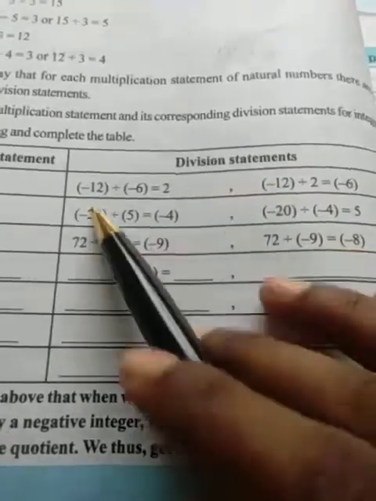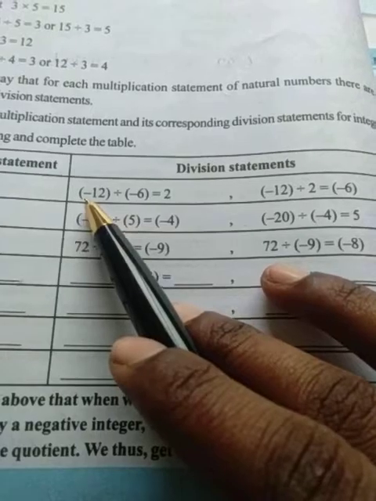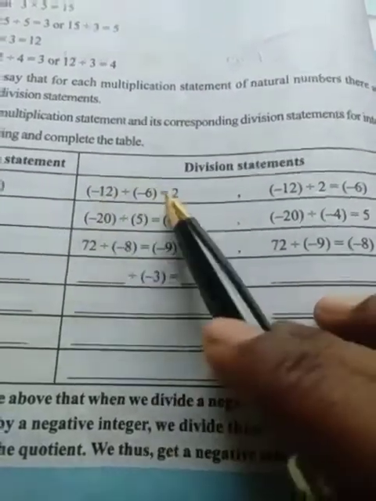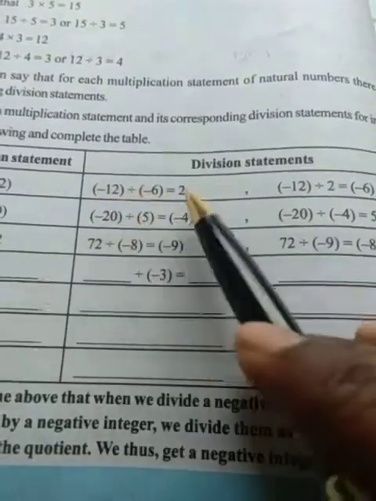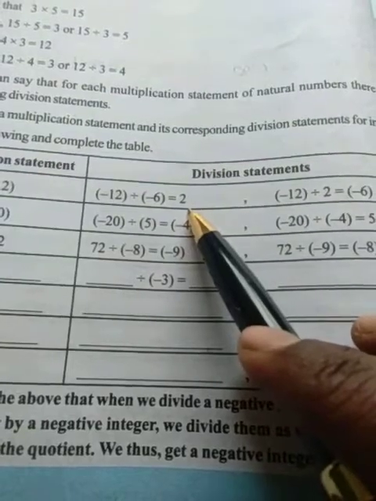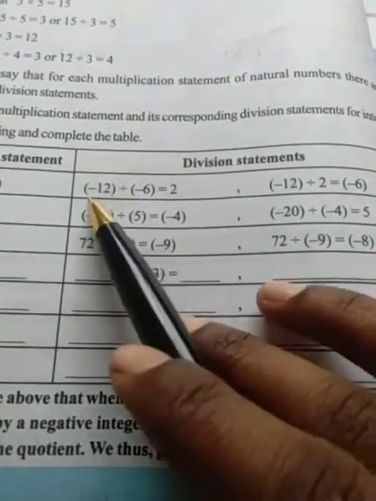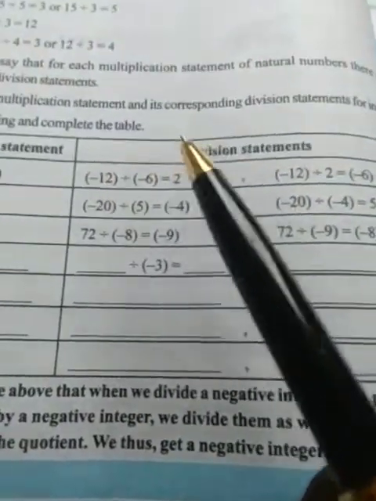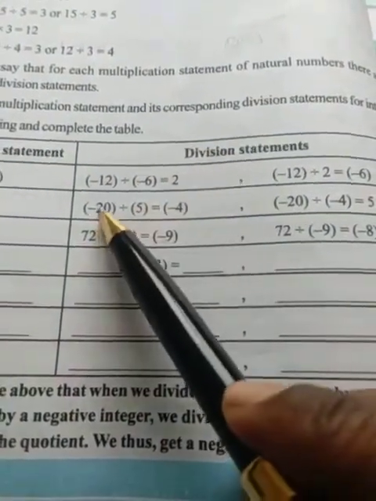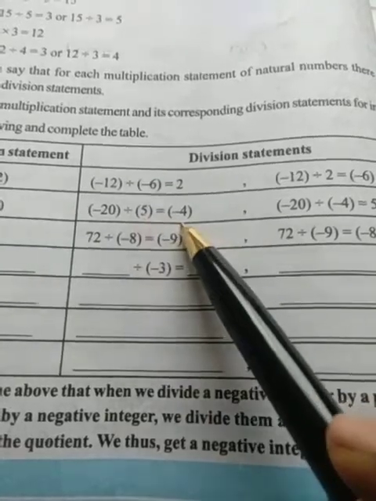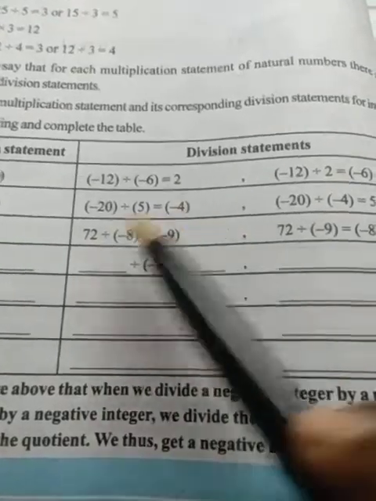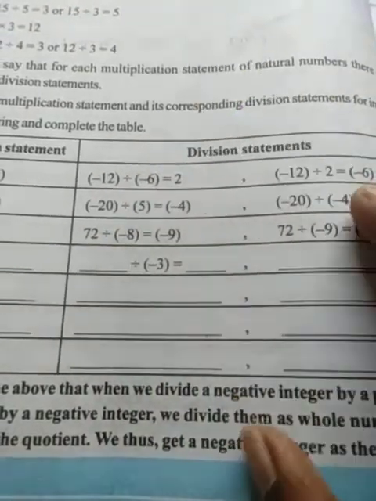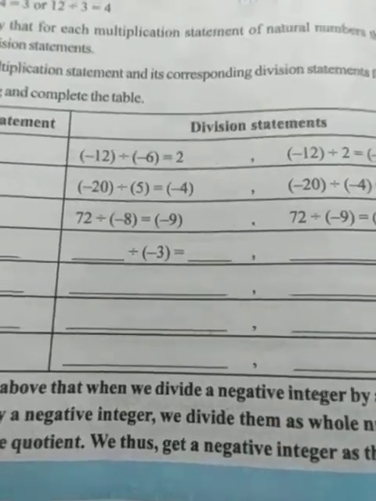Next, if you divide both negative numbers, then you will get the resultant as a positive number. Why? Because minus into minus is plus, that's why you are getting a positive integer. And if you divide one negative integer by a positive integer, you will get the quotient as negative. Like this you have some statements for division of integers. Okay, this is about division of integers.